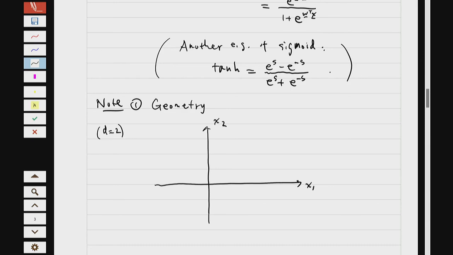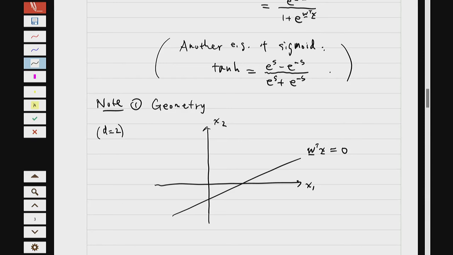X1, X2 over here, like that. Suppose I have this line. This is defined by W transpose X equal to 0. In linear classification, this would be the boundary, right? To say that one side is plus, the other side is minus. This is a deterministic boundary for linear classification.